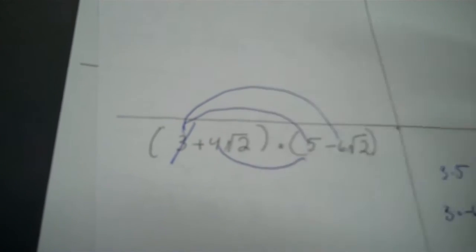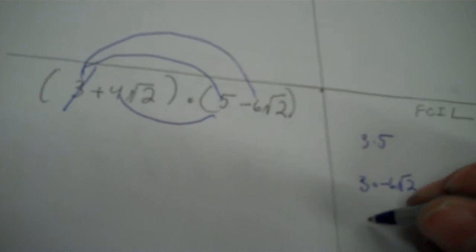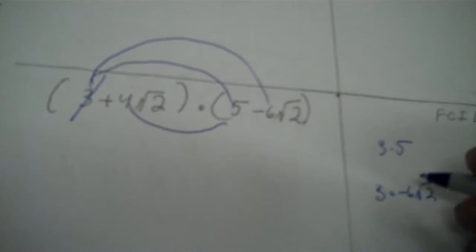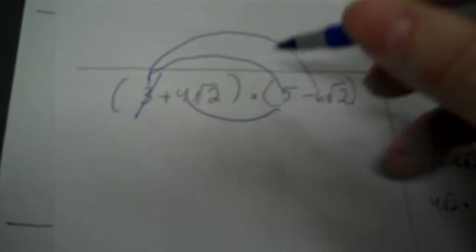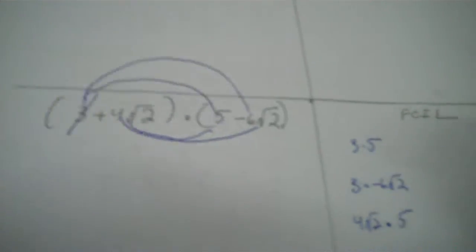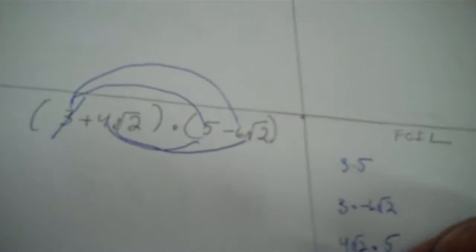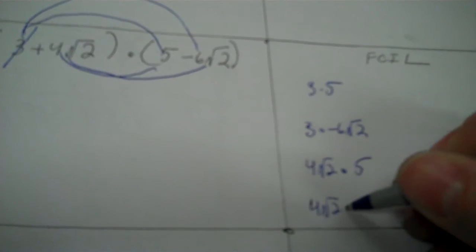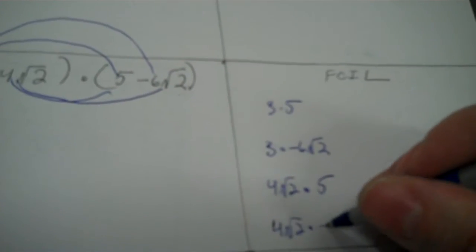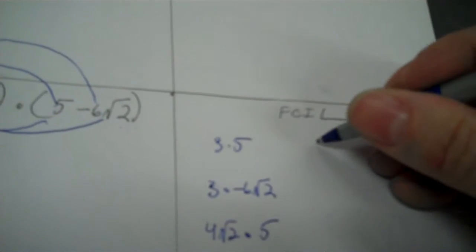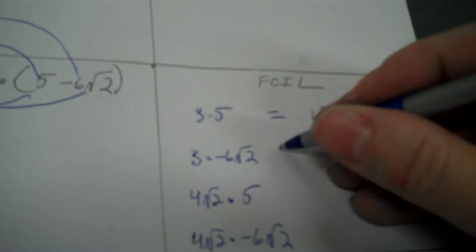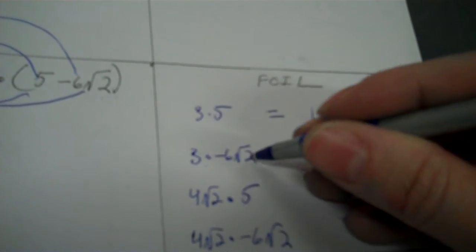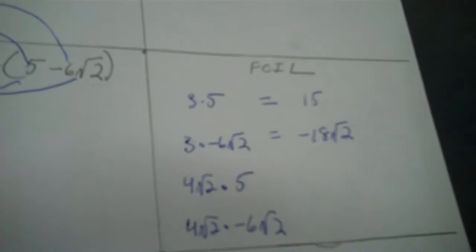Then I go 4 to 5. Okay. The 4 has a radical 2 connected and 5. Okay. Then 4 to negative 6. Okay. So 4 has a radical 2 and negative 6 has a radical 2. Okay. Now I multiply. Remember I did this. 3 times 5 is 15. That's easy. Okay. 3 times negative 6 is negative 18. And then I just attach a square root of 2 behind it.